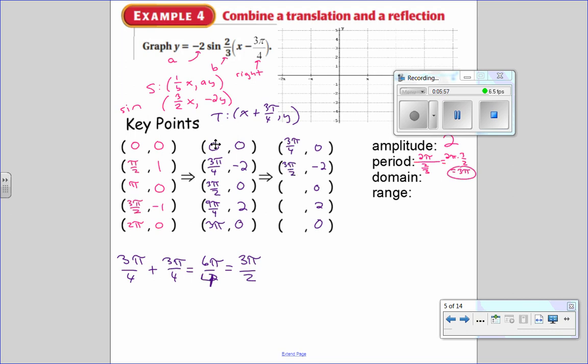My next addition is 3 pi over 2 plus 3 pi over 4. I'm going to need a common denominator of 4, so multiply the top by 2. 6 pi over 4 plus 3 pi over 4 is 9 pi over 4.